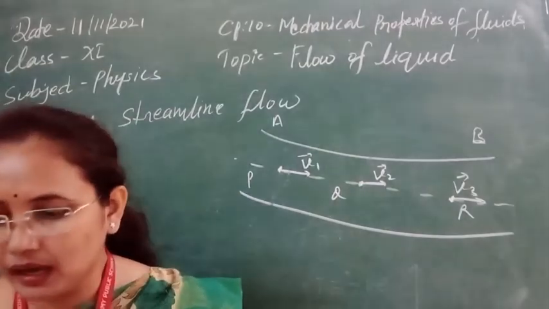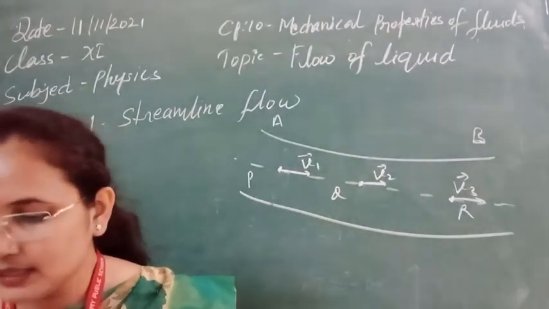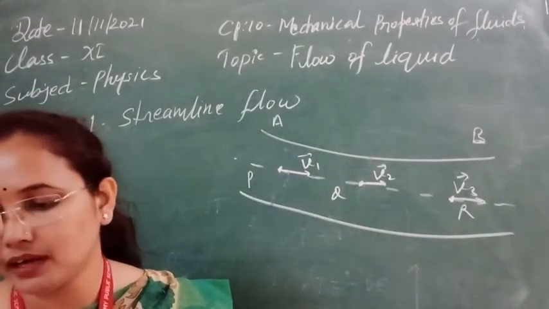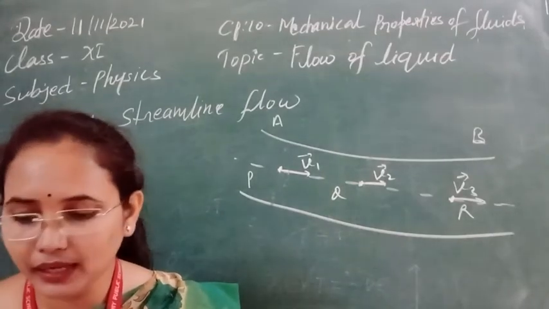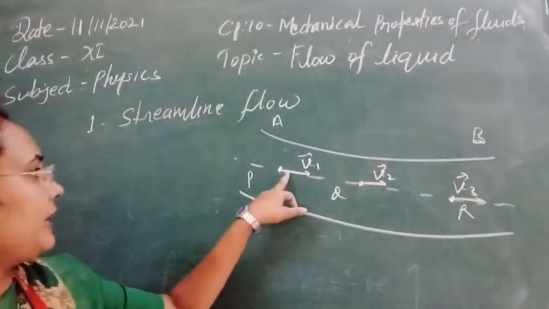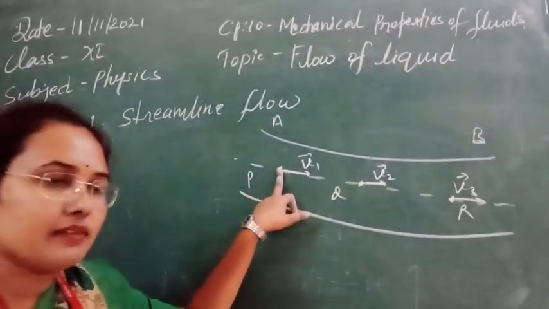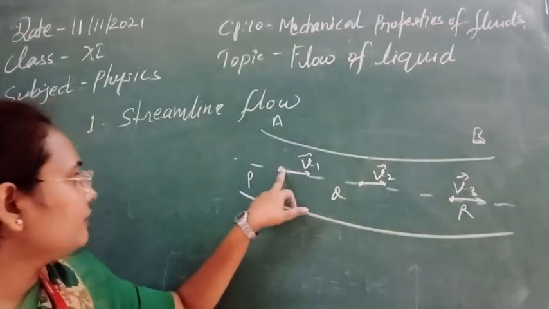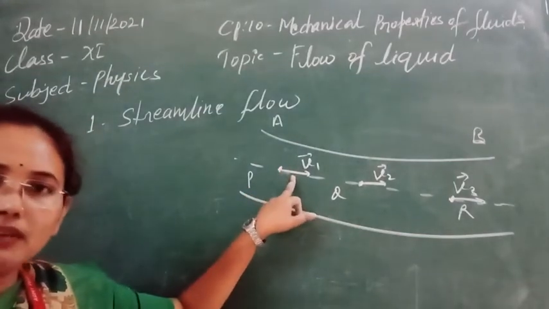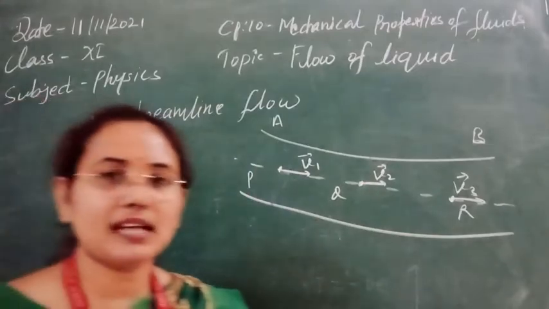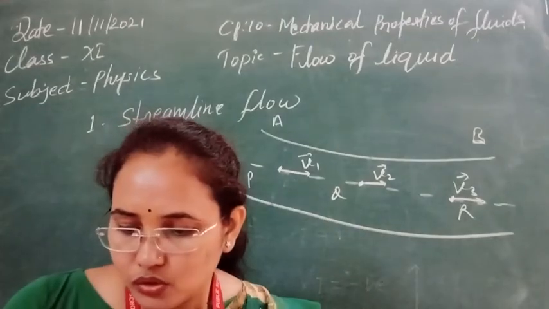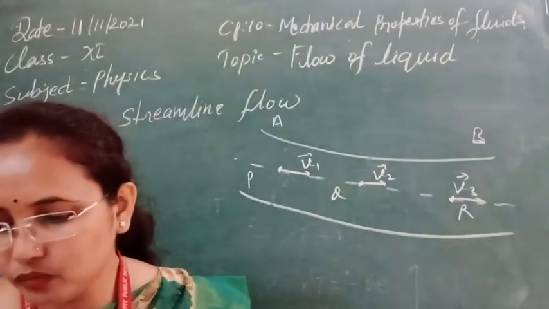So we can now define streamline flow as that flow in which every particle of the liquid follows exactly the path of its preceding particle and has the same velocity in magnitude and direction as that of the preceding particle while crossing that point. Means if some particle has crossed this point with some velocity v, then whenever another liquid particle comes after it, it will also cross this point with the same velocity v1 and move in the same direction. So this kind of flow is very orderly flow, and that is known as streamline flow.